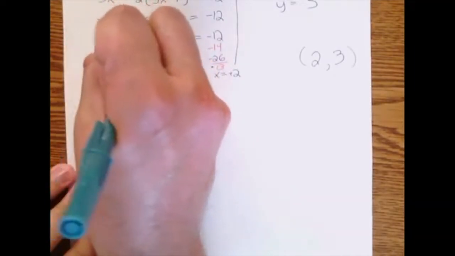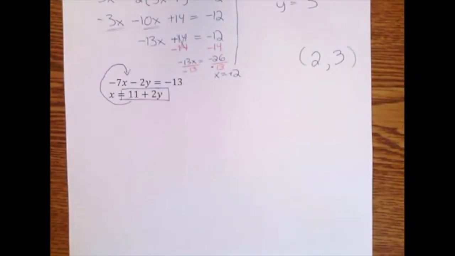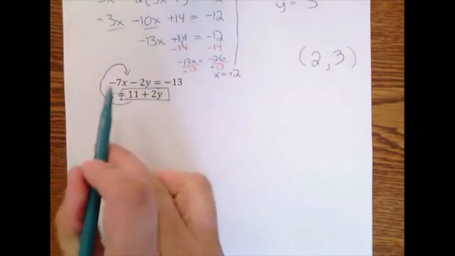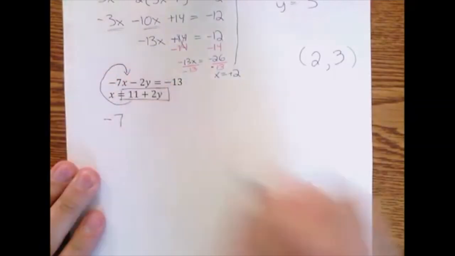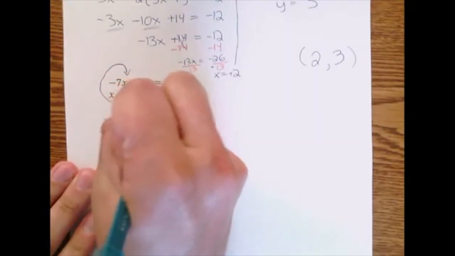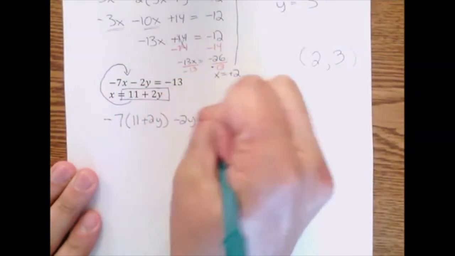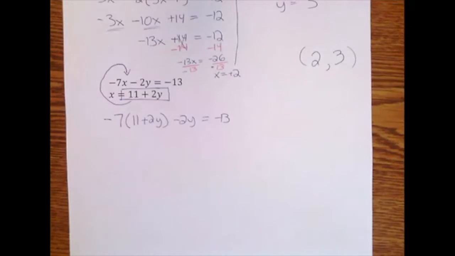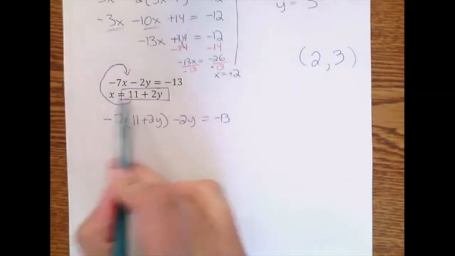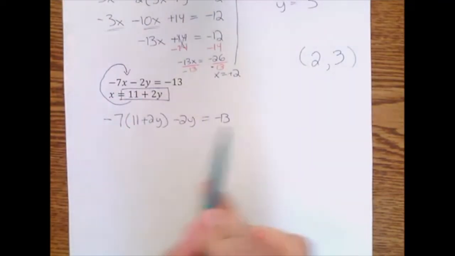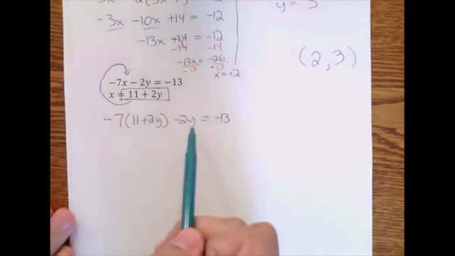So in the top, that x is going to be replaced or substituted with parentheses and 11 plus 2y. So rewriting that top line, I'm going to have negative 7, there's my parentheses, 11 plus 2y, parentheses, minus 2y equals negative 13. So very, very similar to my first problem. I substitute in. I went from having equations with x and y to just one equation with one variable left. We just have to distribute, combine like terms, and solve to get our variable y.